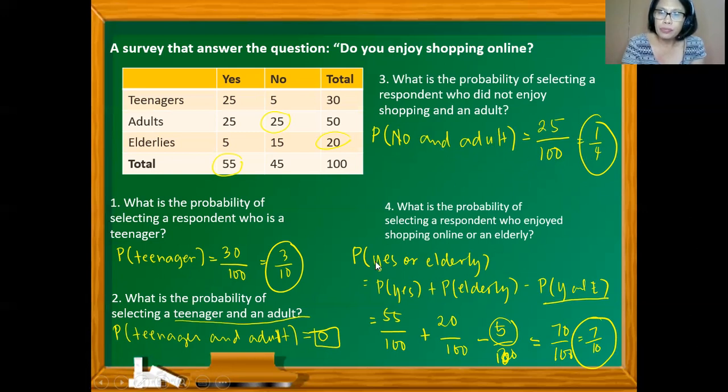On the other hand, when you make use of the conjunction or, like shopping online or elderly, you have to work on the sum of the two events, elderly and yes. But you have to less their joint probability if the two events are not mutually exclusive. In the event that the two events are mutually exclusive, there should be no third term here since the joint probability of mutually exclusive events is zero. So I hope you were able to understand how to work on basic probability.